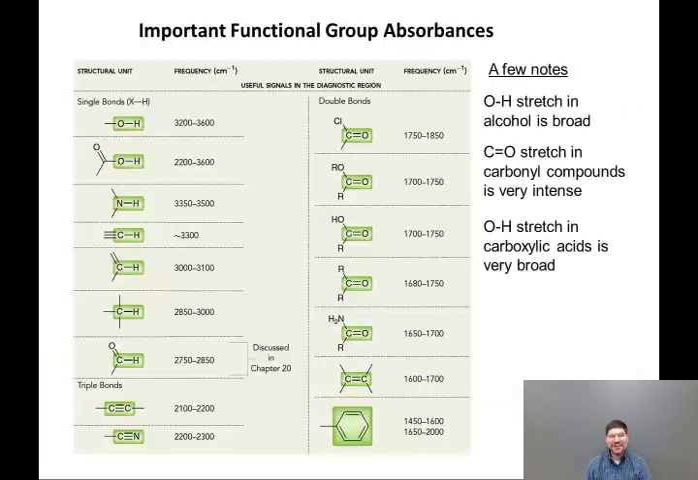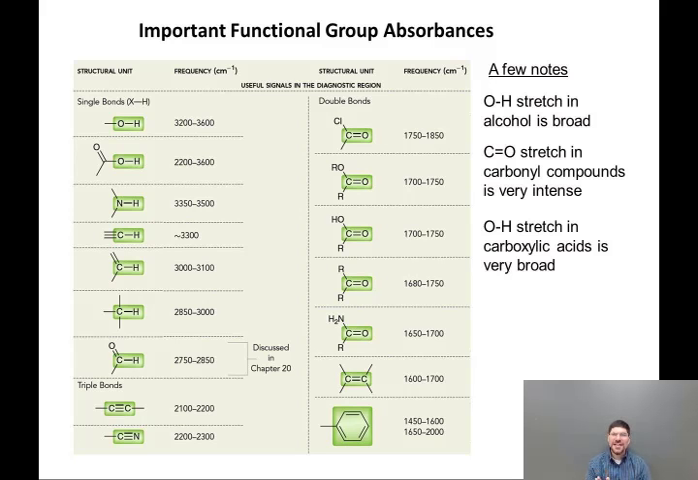Then we have NH stretches. They're also in the same region that you would expect OH stretches to be. I didn't include an example of one, but NH stretches are much narrower and much weaker than OH stretches. They're in that region, but they're much tamer, and in some cases not even that easy to pick out.